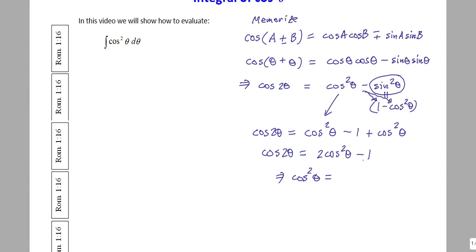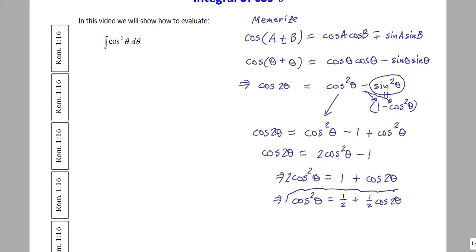Okay, so I'll take this one to the other side. So I get 1 plus cos of the double angle, and there's the 2 sitting out in front here. Now let's divide everything through by 2. So we get cos squared theta is equal to a half plus a half cos of the double angle.